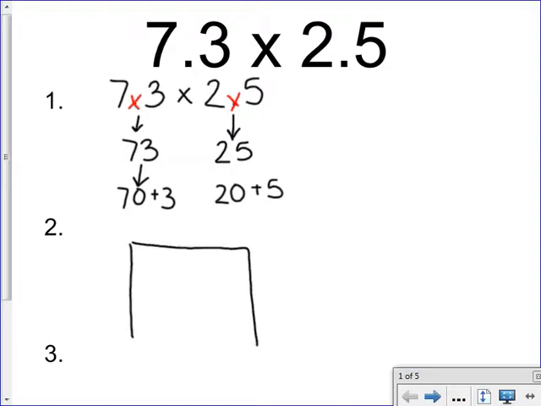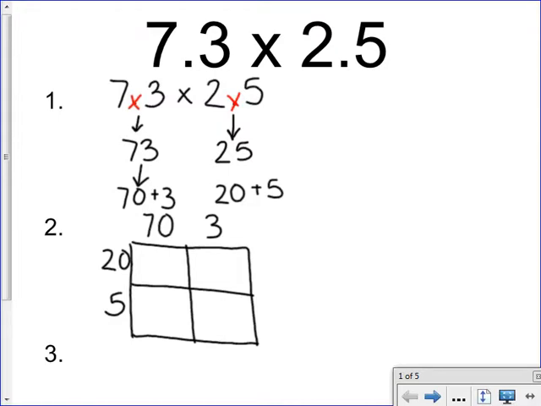So for the box method, you're going to need to decide how many rows and how many columns you need to use. In our case, our original problem had two place values each, so we're going to have two columns and two rows. Then we rewrite that expanded form down below, and we can start our multiplying. So 20 times 70 goes into the first box, that's 1400. 20 times 3 is 60, which goes into that second box. 5 times 70 is 350, and 5 times 3 is 15.